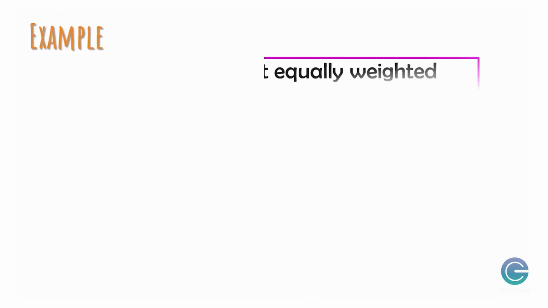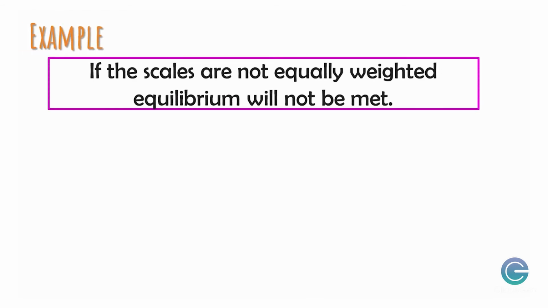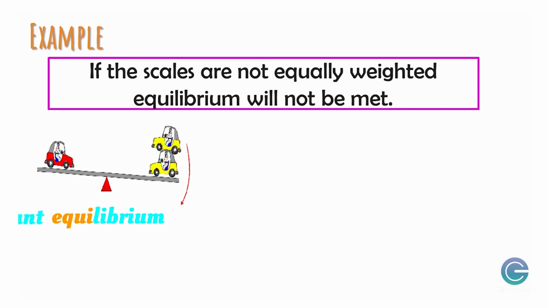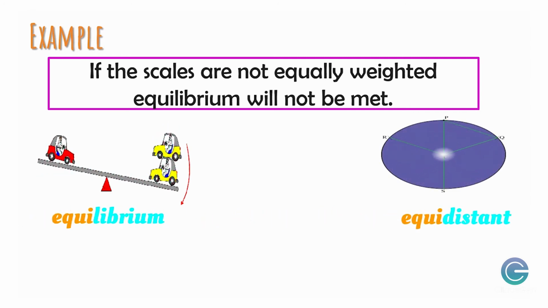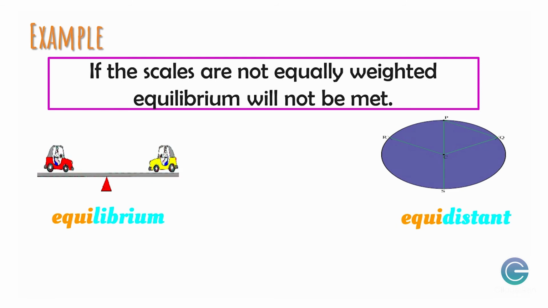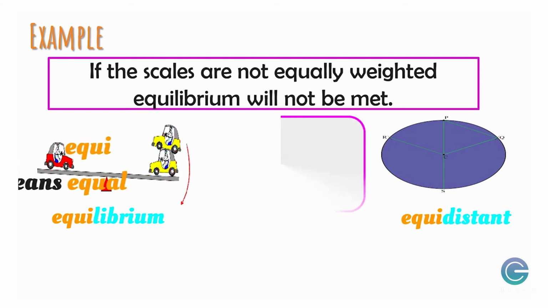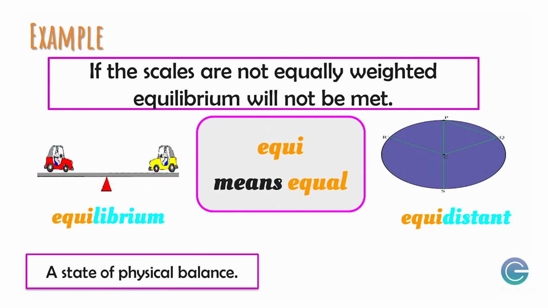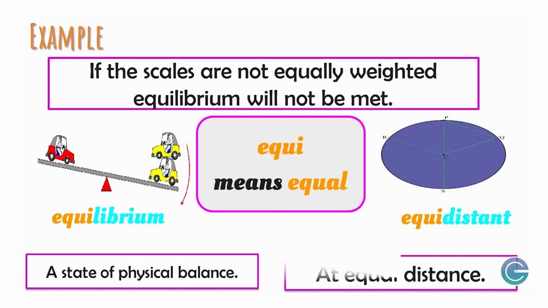Take a look at the example. If the scales are not equally weighted, equilibrium will not be met. So let's say you encountered the words equilibrium in science and equidistant in math for the first time. It helps you identify their meanings after knowing that the prefix equi means equal. Equilibrium means a state of physical balance, while equidistant means at equal distance.